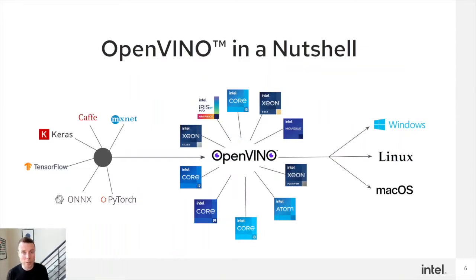This is a look at OpenVINO in a nutshell. On the left, we have deep learning frameworks, like I said, TensorFlow, PyTorch, and you take these fully trained models and then we can optimize them with the OpenVINO tools, which are available now through OpenDataHub using the OpenVINO operator. Once you've optimized the models, you can then deploy them on Intel hardware, whether it's an Intel integrated GPU at the edge or a Xeon scalable processor in the cloud, and you can deploy on Windows, Linux, and Mac. Today, we're going to show how to deploy Linux containers and Kubernetes.